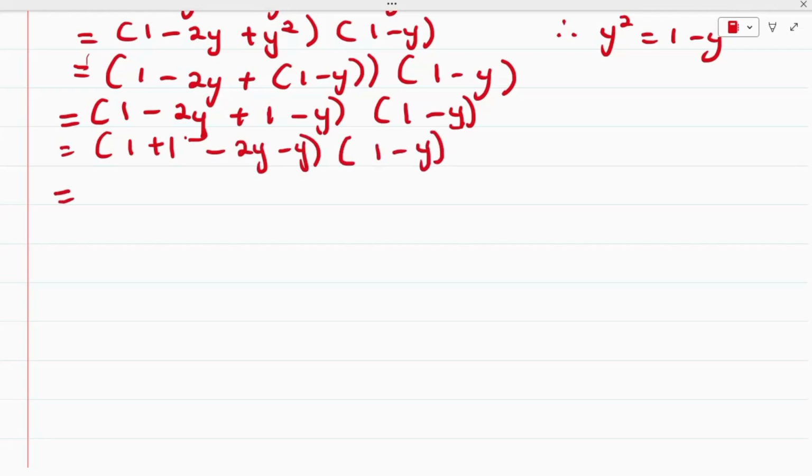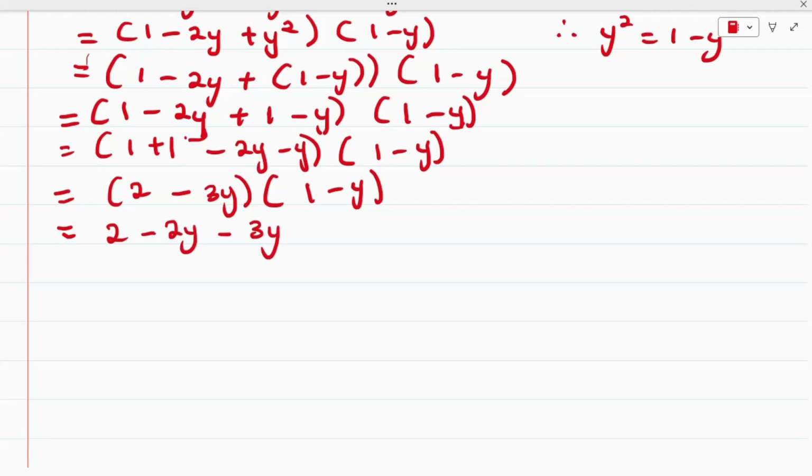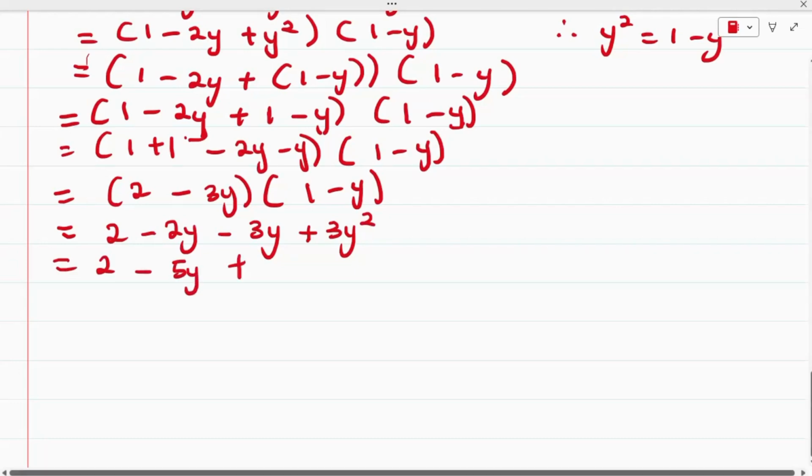Alright, so this is equal to 1 plus 1 is 2, minus 2y minus y is going to give us minus 3y, multiplied by (1 - y). So multiplying this right here, we have 2 multiplied by 1 is 2, 2 multiplied by negative y will give us negative 2y, negative 3y multiplied by 1 will give us negative 3y, and negative 3y multiplied by negative y will give us plus 3y^2. So this is equal to 2 - 2y - 3y, which gives us minus 5y, plus 3y^2.